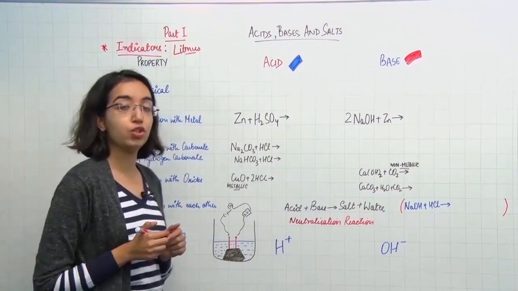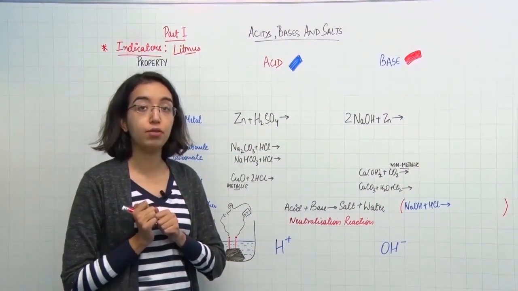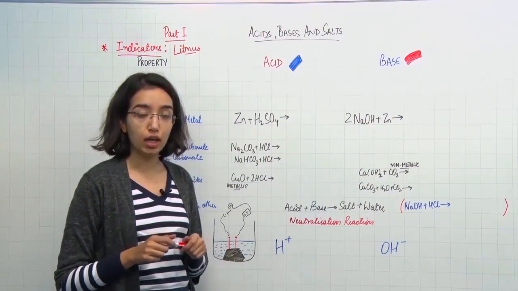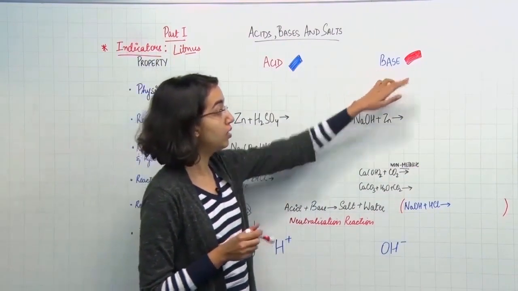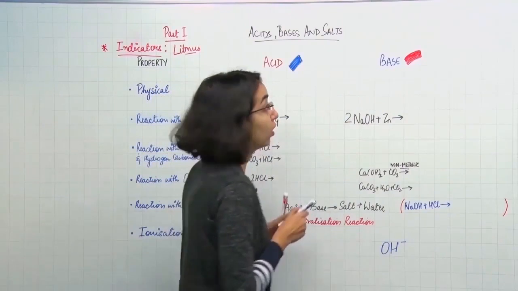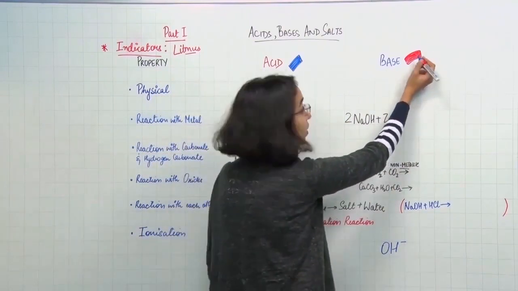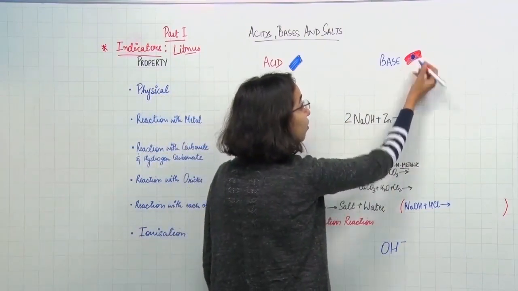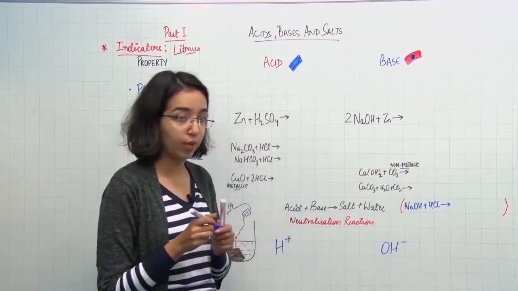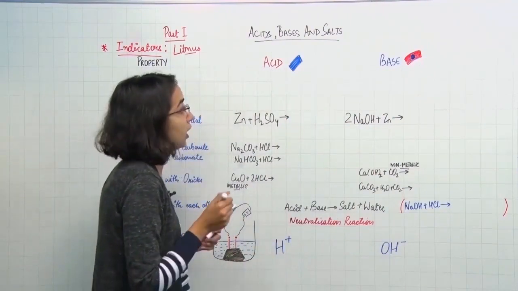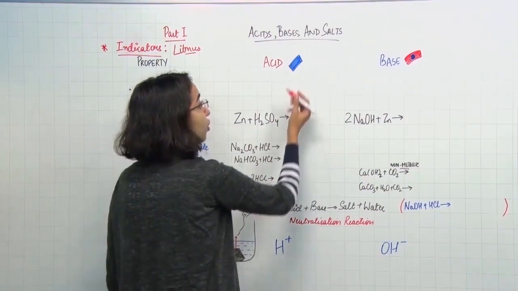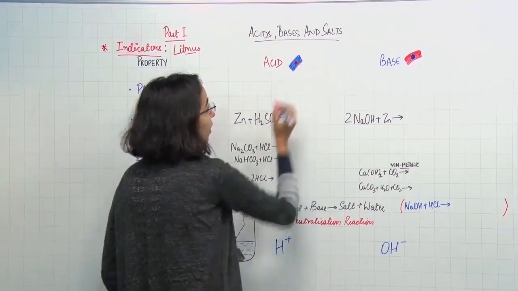Litmus is also a naturally occurring substance. It is made from lichens. It changes its color from red to blue when it comes in contact with the base. So if you take a red litmus paper, it will turn blue if we put a drop of base on it. Similarly, if you take an acid and you put it on a blue litmus paper, it will turn red.